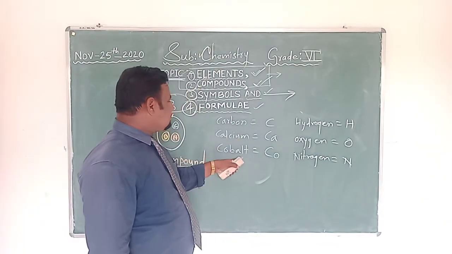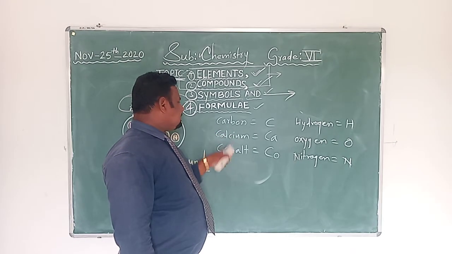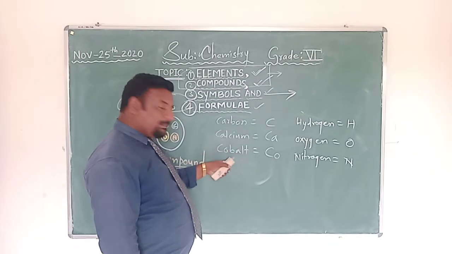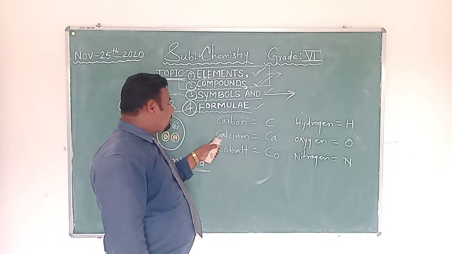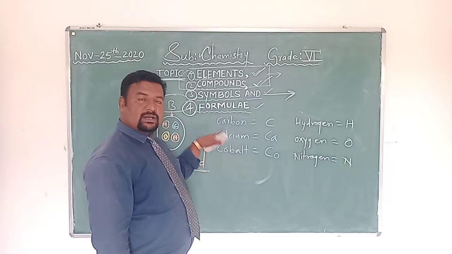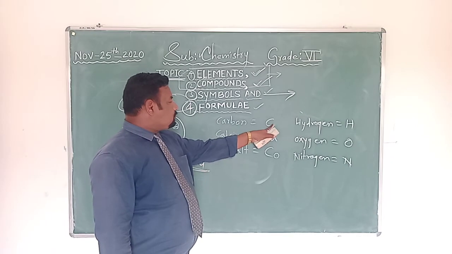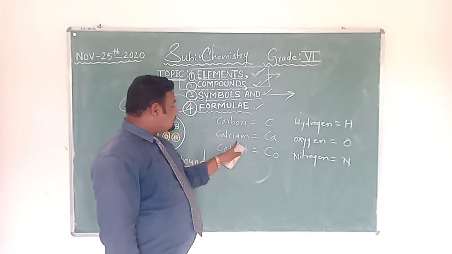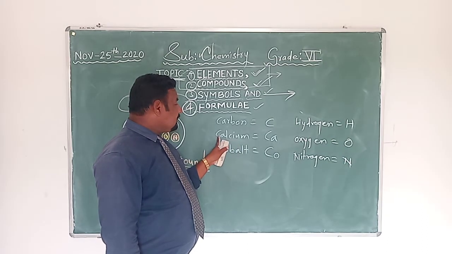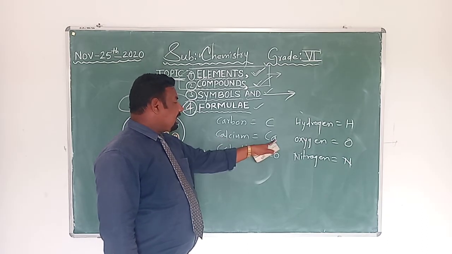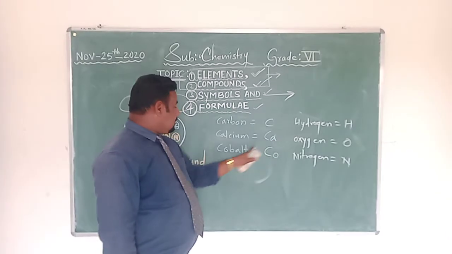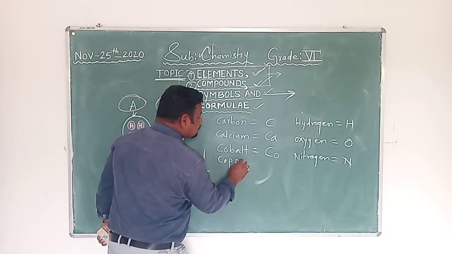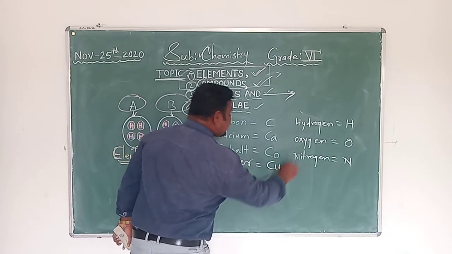But in this case, carbon is there, calcium is there, cobalt is there. These are three different elements whose names begin with the same letter, C. So in that case, what will they do? For carbon, C is fixed. Calcium also starts with C, so afterwards Ca, the second letter is taken in small. And cobalt, copper is there. Copper also starts with C, then its symbol is decided as Cu.